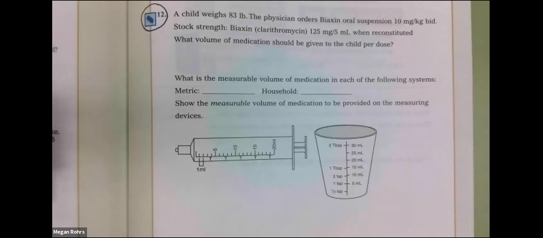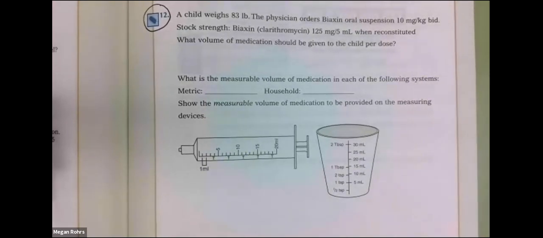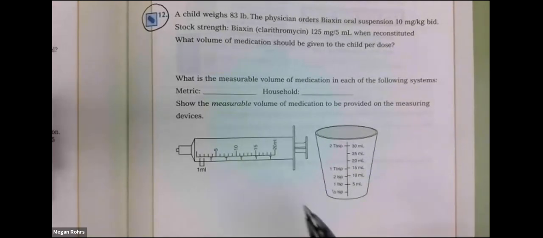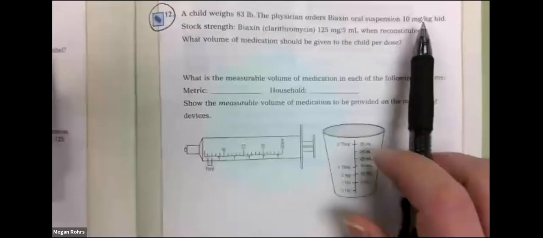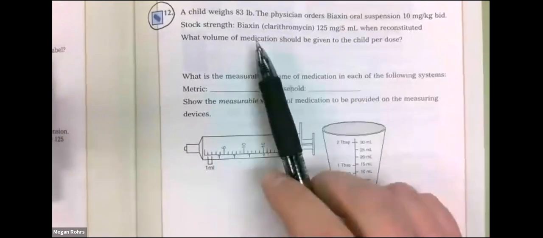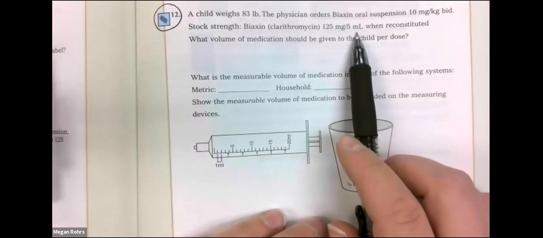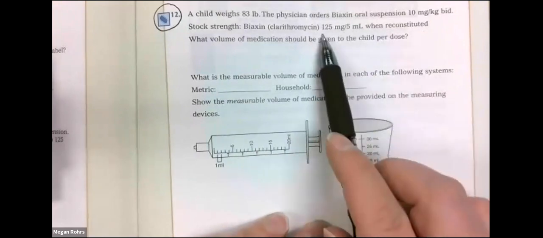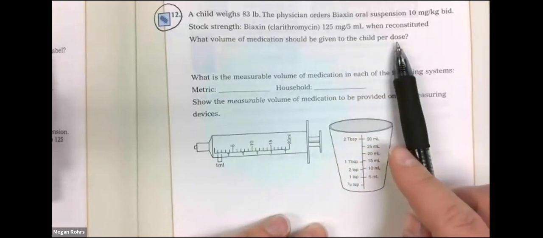I am on page 245 in the pretest, looking at number 12. So first we see a child weighs 83 pounds. The physician orders Biaxin oral suspension 10 milligrams per kilogram, BID, or twice a day. In stock, we have clarithromycin 125 milligrams per 5 ml when reconstituted. So we can see that we have a liquid oral suspension here. It says, what volume of medication should be given per dose?